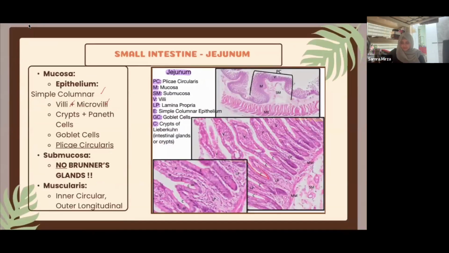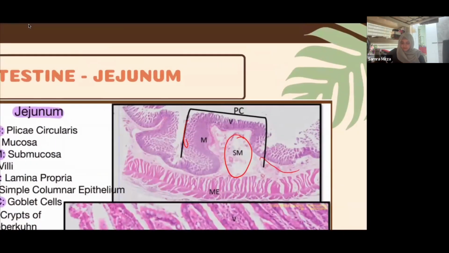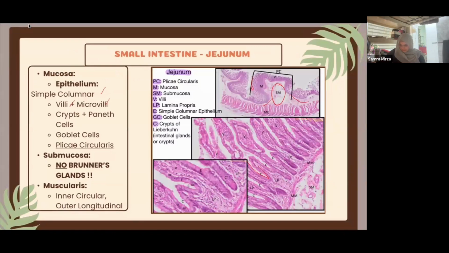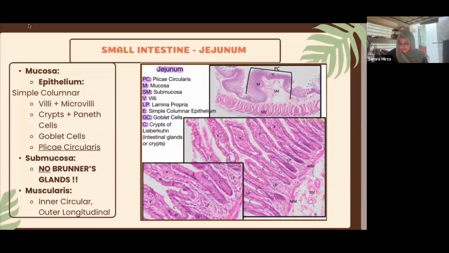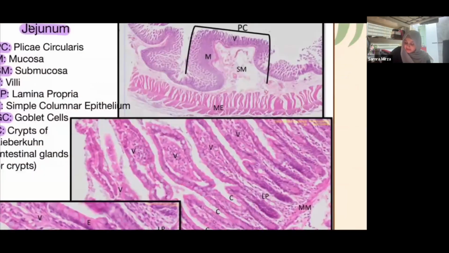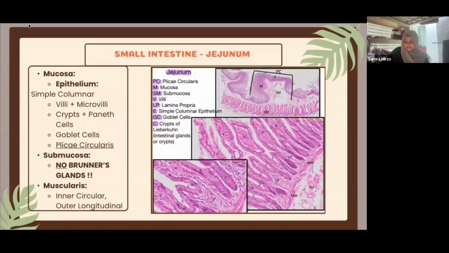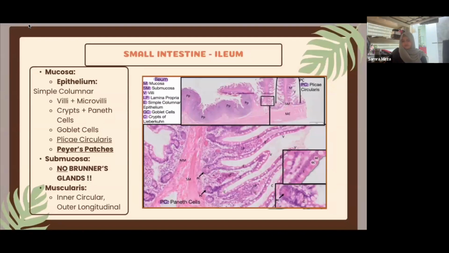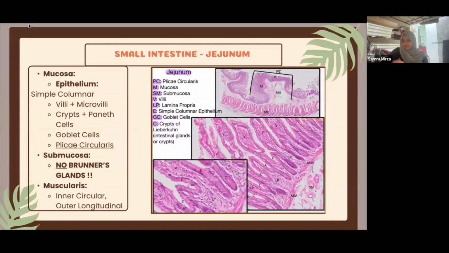You can see the mucosa here, and you can see the submucosa, and you can notice that there is no gland anywhere here. There is no gland in the submucosa, as you can clearly see. There's nothing here, so you can easily tell that this is the jejunum. The jejunum also has the plicae circularis. These are different from rugae in the sense that rugae in the stomach usually can flatten based on distension, but the plicae circularis never do.